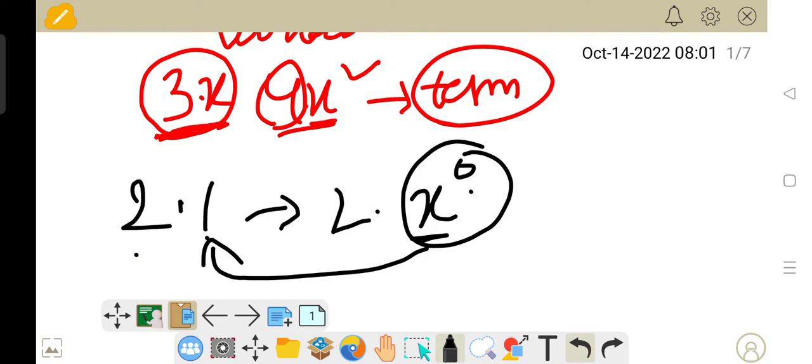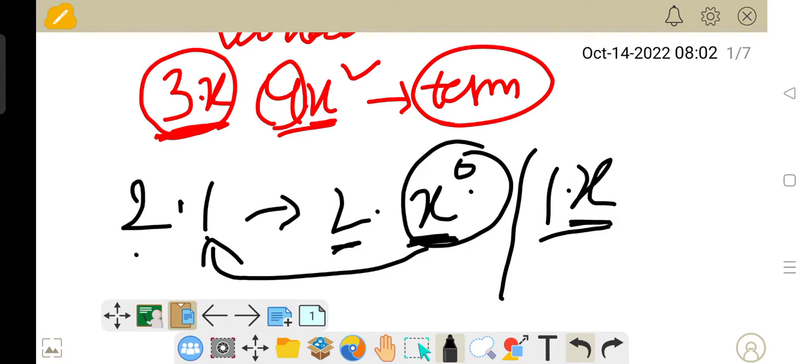Therefore, 2 can be written as the combination of constant and variable, which is called a term. Therefore, a single constant is also a term. Similarly, a single variable is also a term. For example, x is a variable. X can be written as 1 into x. 1 is here a constant, x is here a variable. This is the combination of constant and variable, therefore it can be called a term. But every term need not be a constant, and every term need not be a variable either.